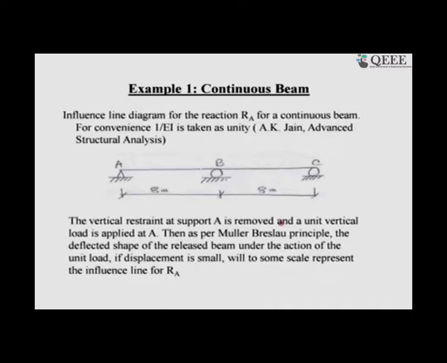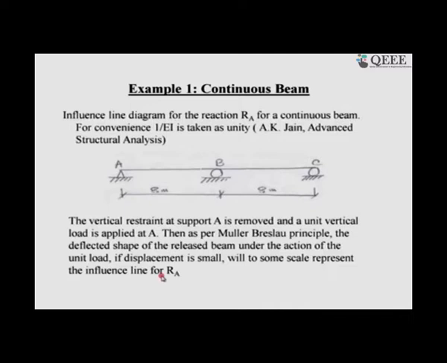Now, coming to this particular beam, the vertical restraint at support A is to be removed and a unit vertical load is applied at A. Then as per the Muller-Breslau principle, the deflected shape of the released beam under the action of the unit load, if displacements are small, will to some scale represent the influence line diagram for the reaction R A.